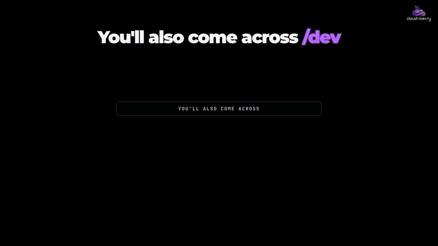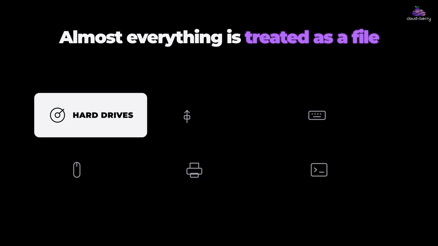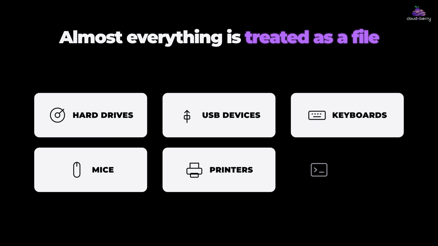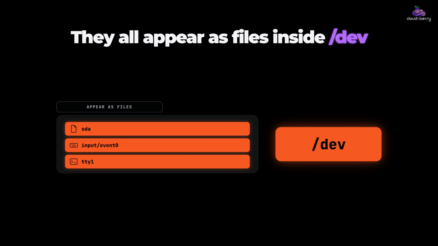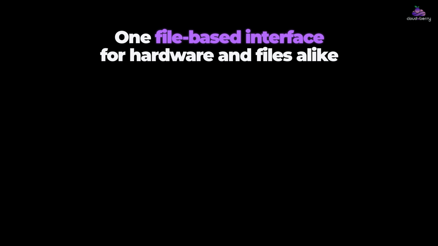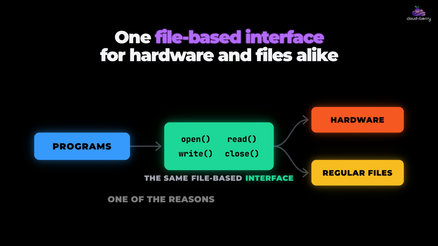You'll also come across /dev. This one is fascinating. In Linux, almost everything is treated as a file. Hard drives, USB devices, keyboards, mice, printers, even terminals. They all appear as files inside /dev. For example, your hard disk might appear as /dev/sda. This design allows programs to interact with hardware using the same file-based interface they use for regular files. It's one of the reasons Linux is so flexible.